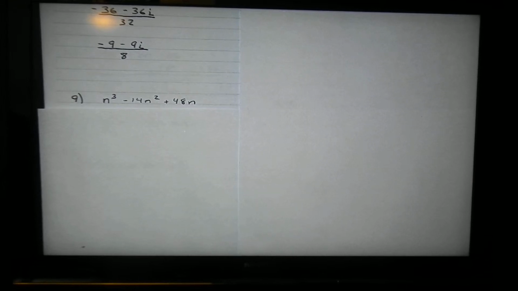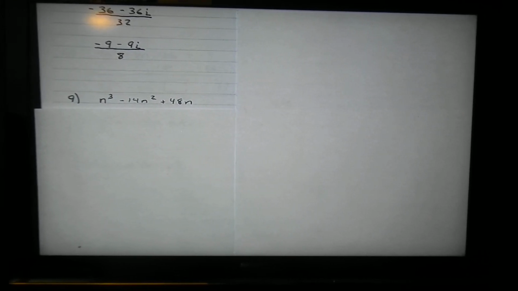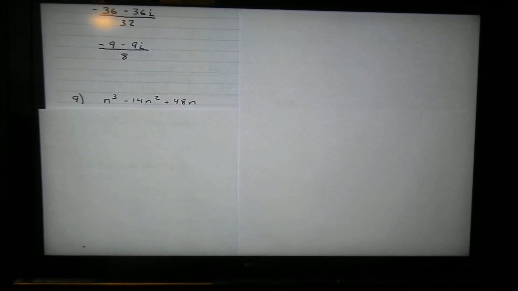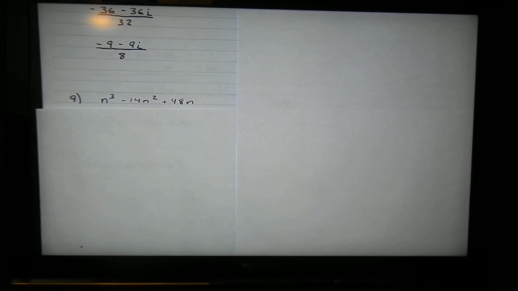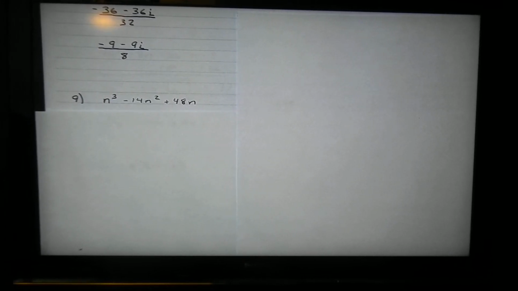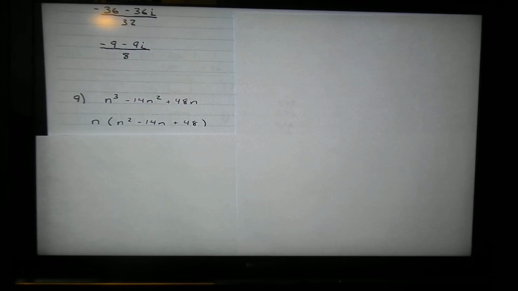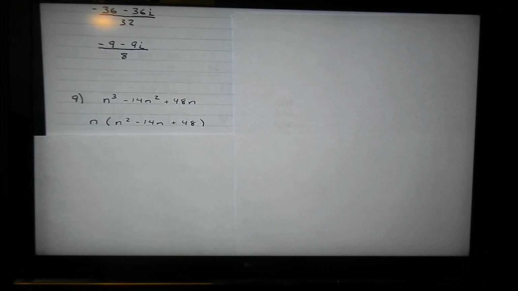Problem number 9. We're asked to factor completely. So my first factoring step I'm going to use here, n cubed minus 14n squared plus 48n, I recognize that I have a common factor of n in each of those terms. I factor out my common factor of n.